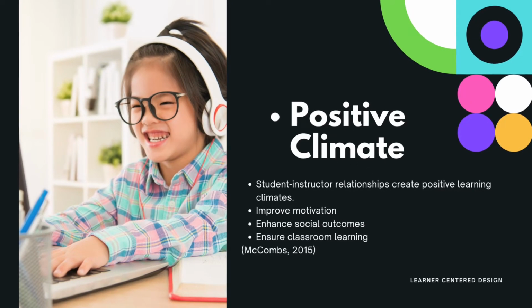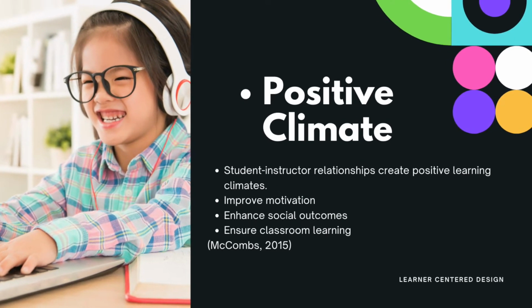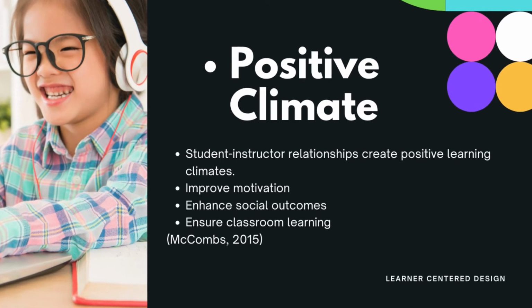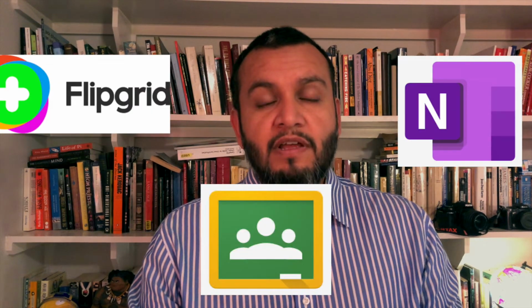Now, if we're successful in creating our learner-centered environment and our learner-centered lessons, then we've created a positive climate. When kids feel comfortable, they're more ready to learn. Now, one of the very first things that you need to do as a teacher is to develop the instructor-student relationship. Now, creating a positive climate includes feedback. So Flipgrid, OneNote, and Google Classroom all allow for instructor feedback, creating that positive environment where students don't feel intimidated coming to the instructor and asking for help. Again, when we ensure positive climate, we ensure that learning is happening in the classroom.